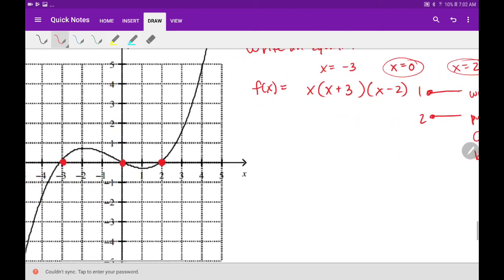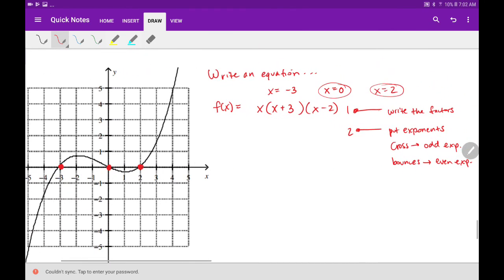So let's observe the behavior of our graph starting at x equals 0. Okay, so at x equals 0, it's crossing. It's changing from being above the axis to below the axis. So that means we need an odd exponent there. So we could put a 1. We could put a 3, a 5, a 7. It doesn't matter. Or I could not write anything at all, because if I don't put anything at all, that means automatically it's a 1, which is odd. So you know what? I'm not going to put anything at all because I feel like that's kind of cool.